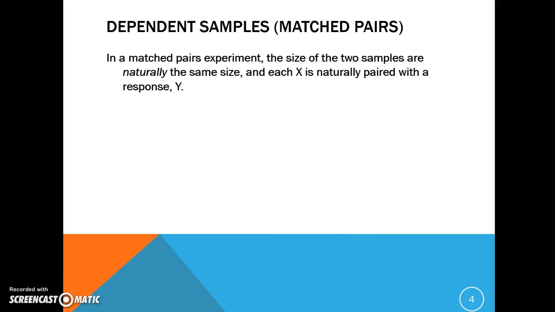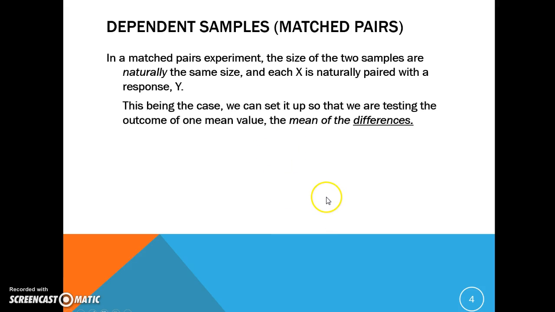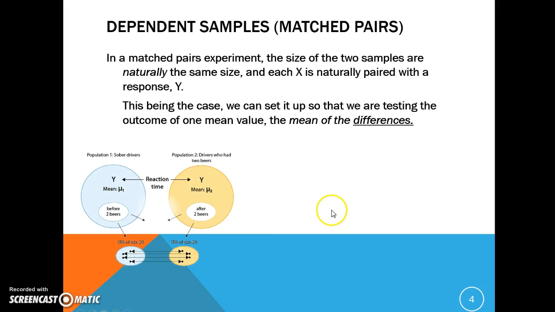In a matched pairs experiment, the size of the 2 samples are naturally the same size, and each X is naturally paired with a response Y. Okay? This being the case, we can set it up so that we are testing the outcome of one mean value, the mean of the differences, and then we can use a simple t-test as we've done before.